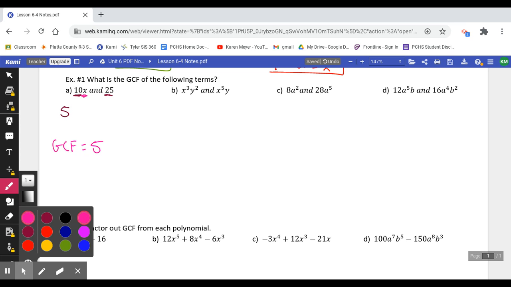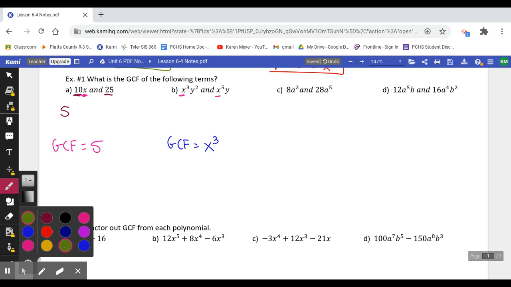So now let's go to the next one. X to the 3rd, y to the 2nd, and x to the 5th, y. Let's talk about just x's. I have x to the 3rd and x to the 5th. Since they both have x's, you go with the smallest amount. So what is the smallest exponent they have in common? That would be x to the 3rd.